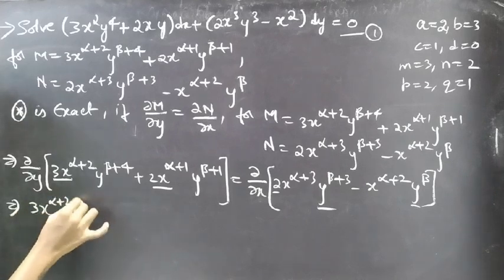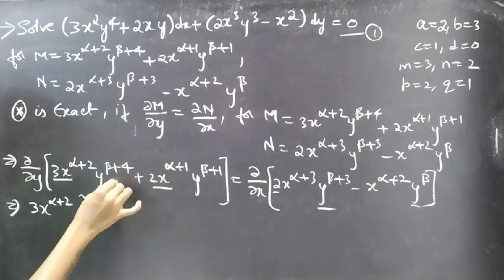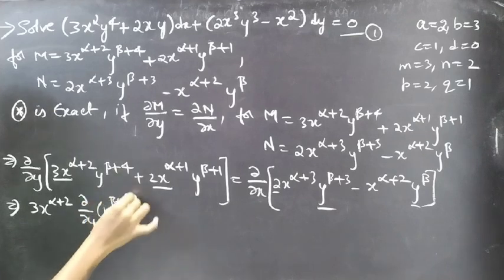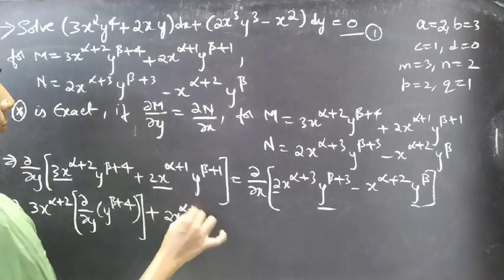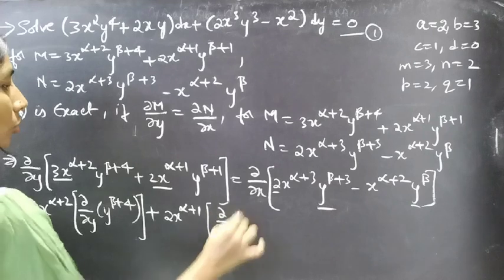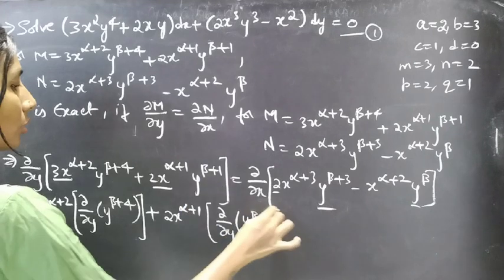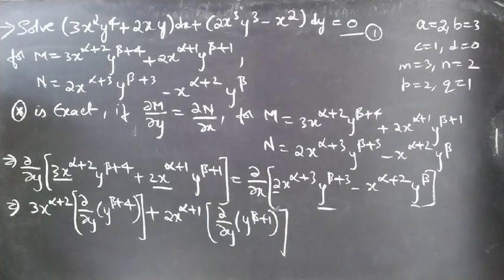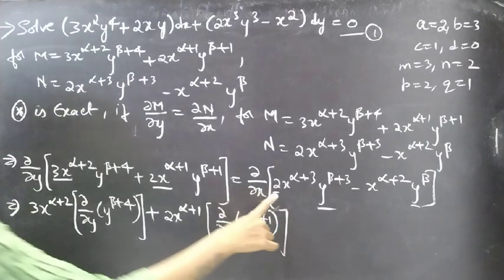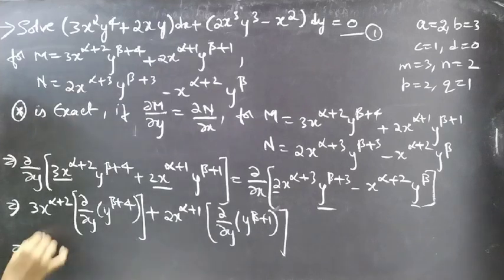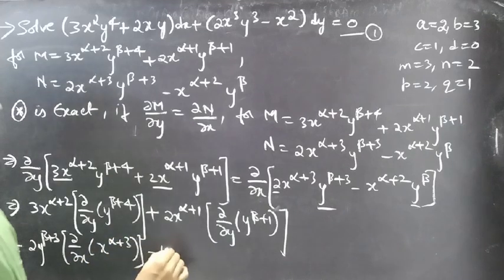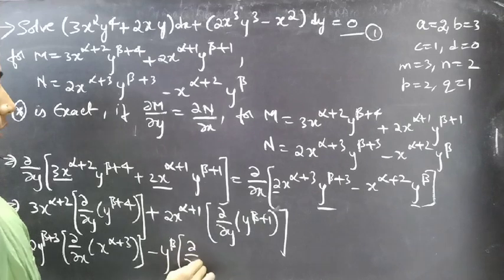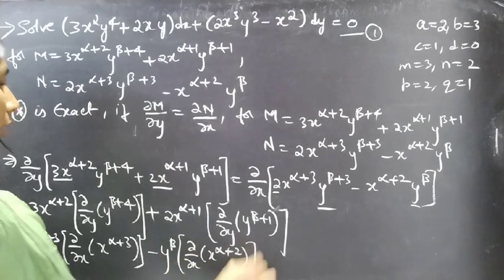Now we'll write this equation as 3x power alpha plus 2 into partial derivative of y power beta plus 4 with respect to y plus 2x power alpha plus 1 into partial derivative of y power beta plus 1 with respect to y equal to constant 2 y power beta plus 3 into partial derivative of x power alpha plus 3 with respect to x minus constant y power beta into partial derivative of x power alpha plus 2 with respect to x.